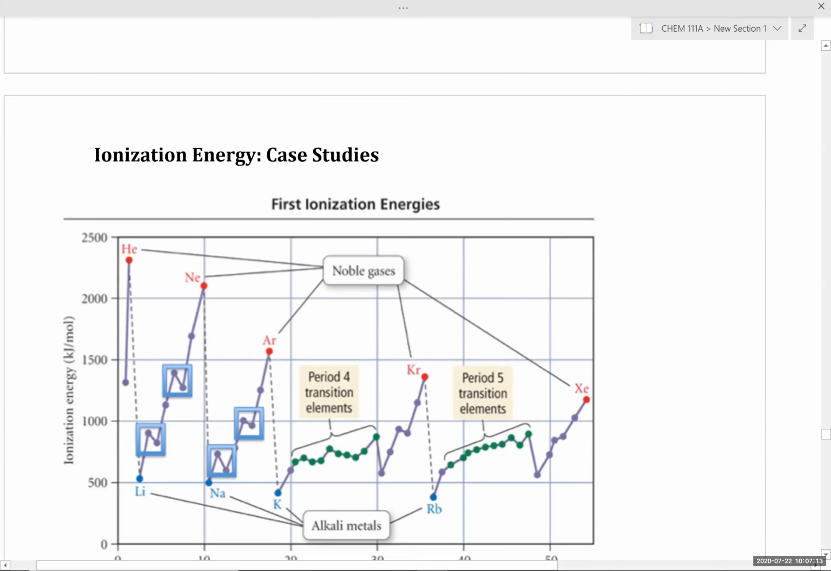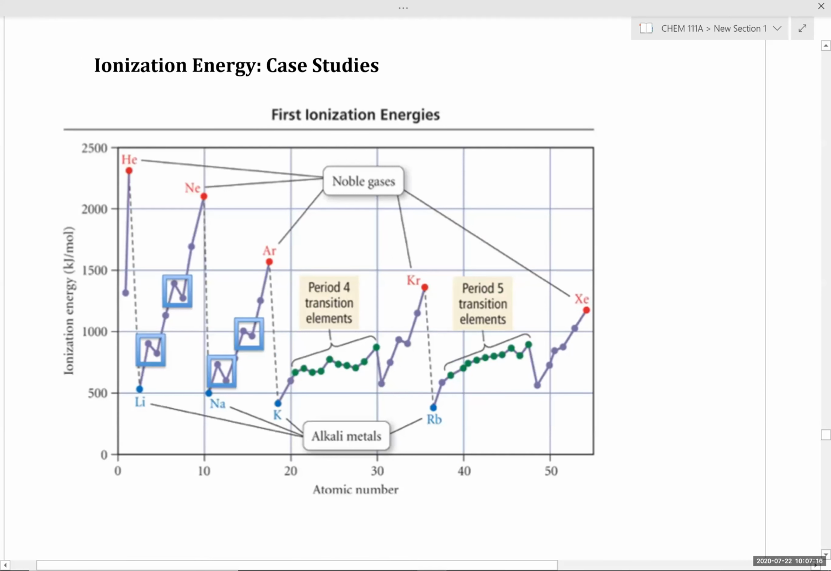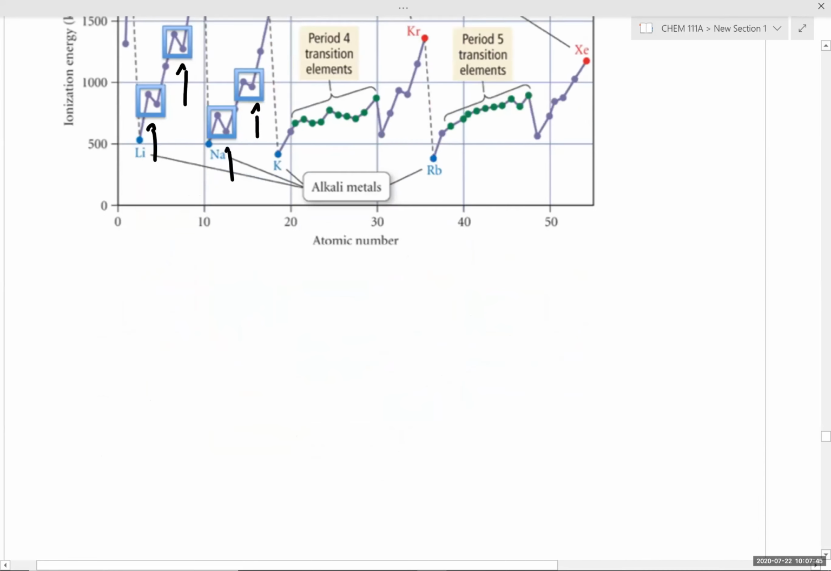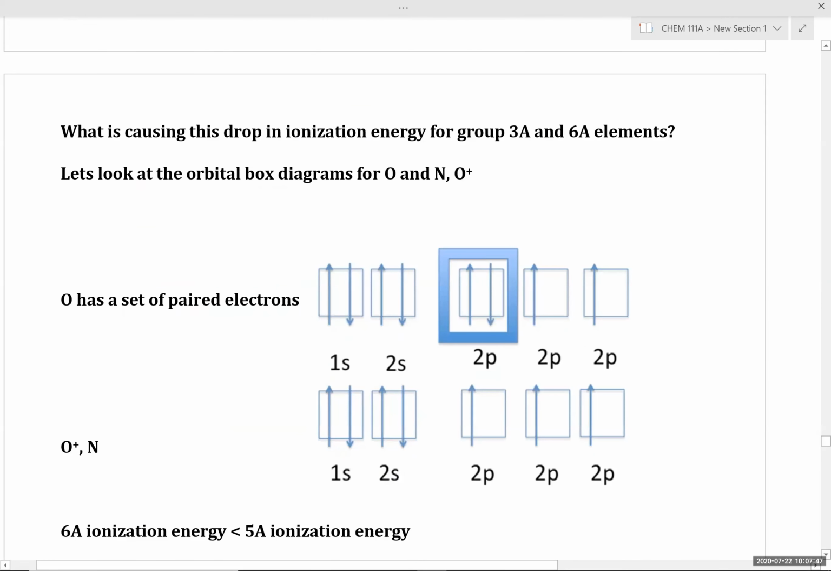Okay, perfect. So let's look at some case studies now, since we noticed some odd sections in our ionization energy chart where the ionization energy just almost appears to randomly drop. However, these drops are consistent across each row, which means something deeper is likely going on with the energy associated with removing an electron from certain elements. Okay, so let's first try to explain the drop in ionization energy for group 3A and 6A elements.